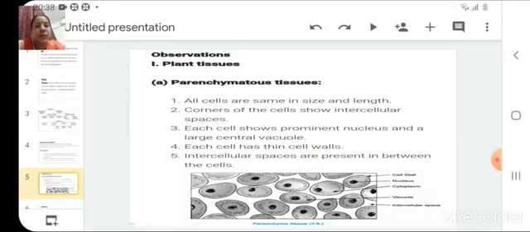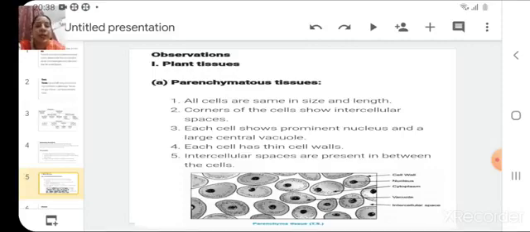In observation you will write the first point, that is plant tissues, and in that the subheading will be parenchymatous tissues. Under this tissue we will write the characteristic features which we are going to observe in the slide in the form of points. Here, children, you won't be able to see the slide, so you will observe the diagram only. On the basis of the diagram you will have to try to observe which tissue slide it is. So please focus on the diagram of parenchymatous tissues here.